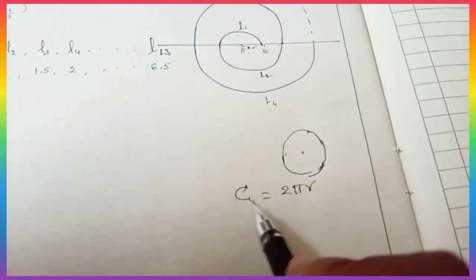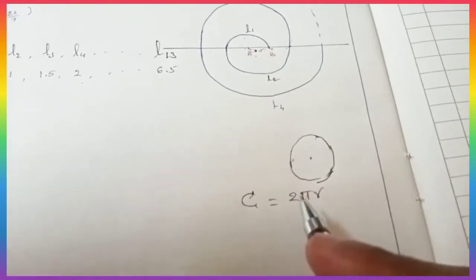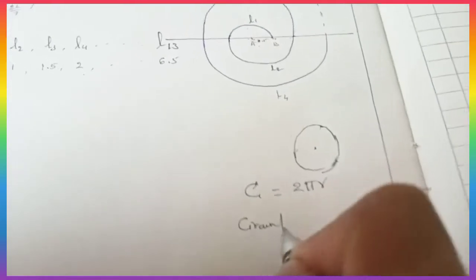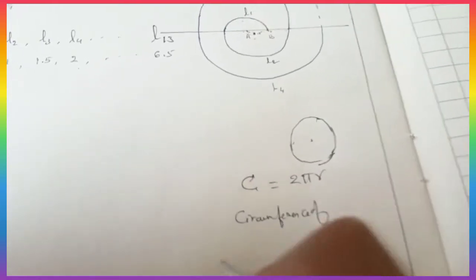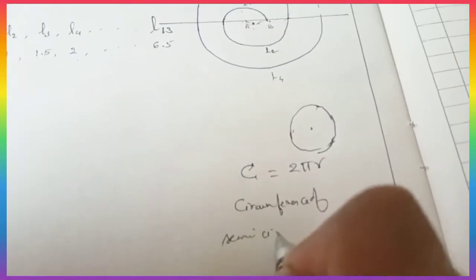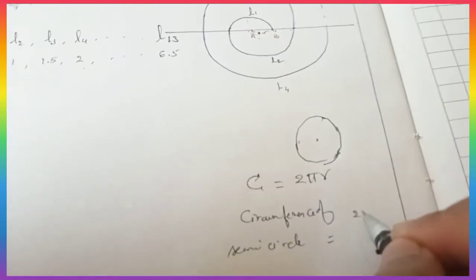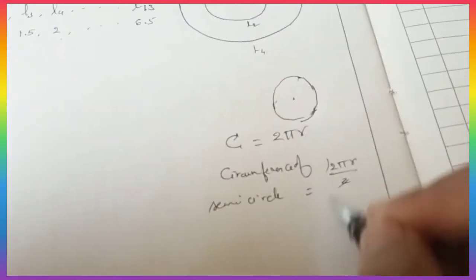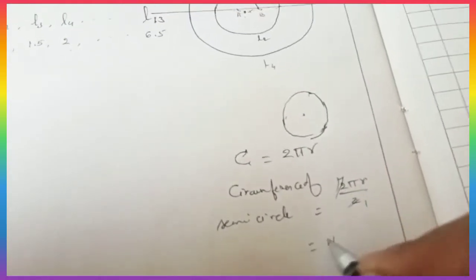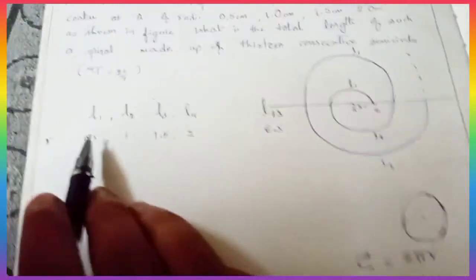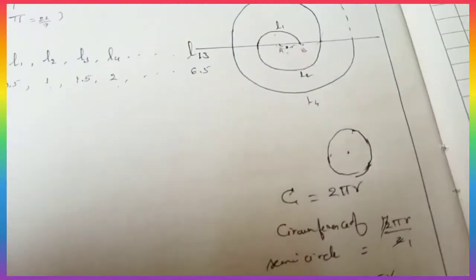But we are not trying to find out the circumference of the circle. What we are trying to find out? We are finding out the circumference of a semicircle. What is the circumference of a semicircle? Half of the circumference of the circle. That is 2 pi r by 2. The 2s get cancelled. So it is pi r. So length 1 means pi r1.